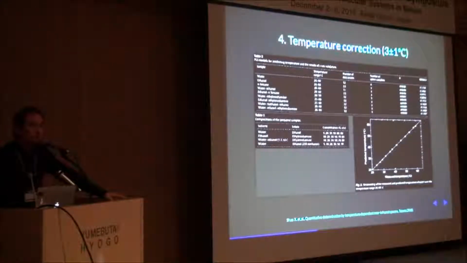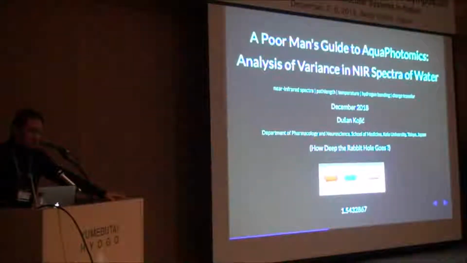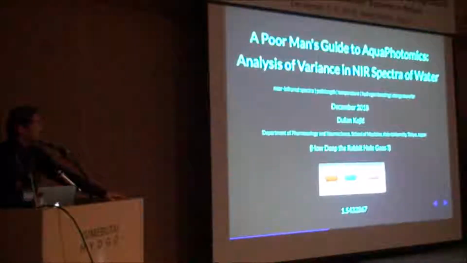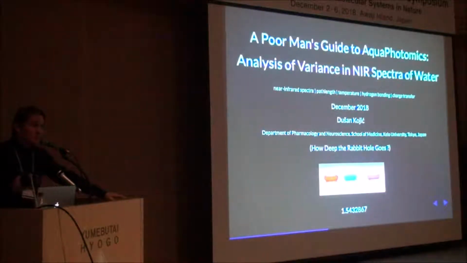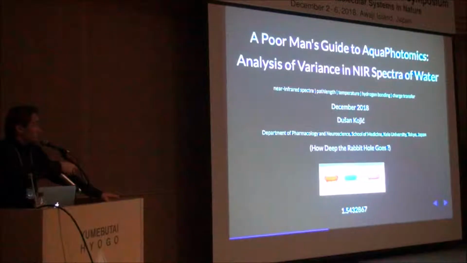I have a proposition, but that's not my point. I would really like to see better instruments, especially with respect to temperature control. Okay, now to the main point. This is what I actually titled my presentation, Poor Man's Guide to AquaPhotomics. I want to talk in simple terms about the variability and variance in water, and how deep the rabbit hole goes.